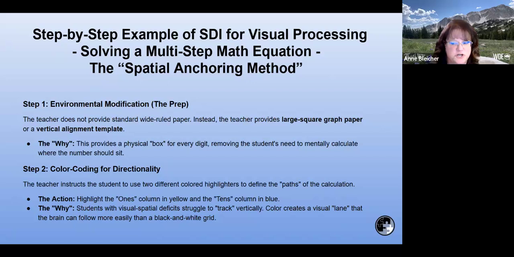It just shows how instruction can be intentionally designed to support visual spatial processing. This is called the spatial anchoring method. The first step focuses on providing environmental modifications. In this case, you're using graph paper or templates so that the page, rather than the student's brain, is handling the alignment of a math problem. In step 2, you're going to teach them how to color code directional lanes: the ones place, the tens place, whatever you're working on, which helps students track vertically and reduces that visual confusion for them.